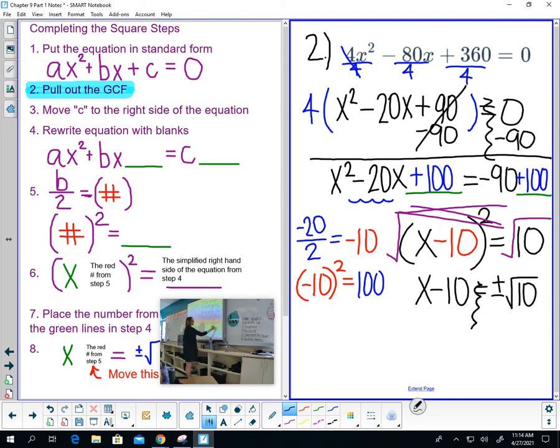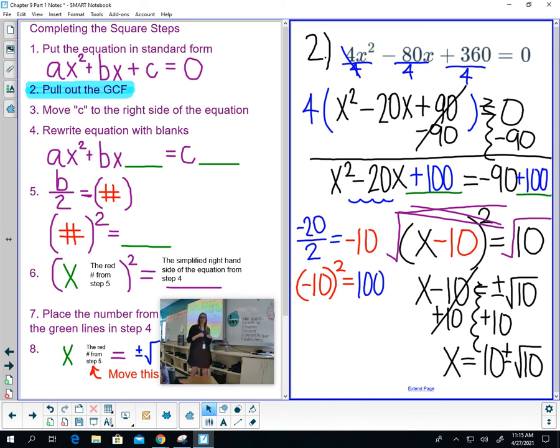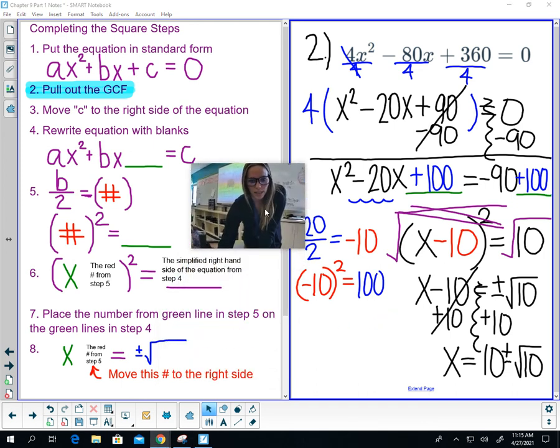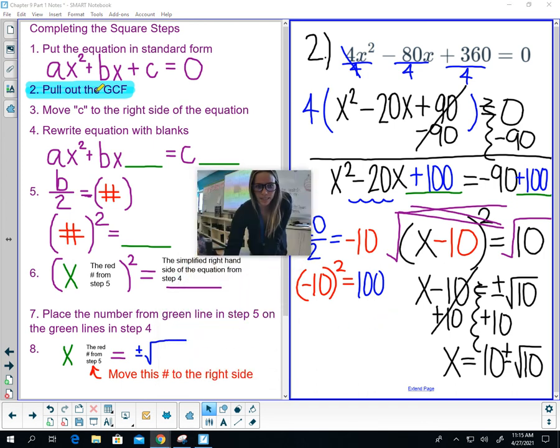So I still have another step because I have to get rid of this negative 10. And I do so by adding it. Why did I add? Because negative 10 plus 10 is 0. So x equals 10 plus or minus the square root of 10. Again, if you need to rewatch that video to help understand those steps, please do so. Make sure that you have listed all of your steps here with the inclusion of pulling out a GCF.